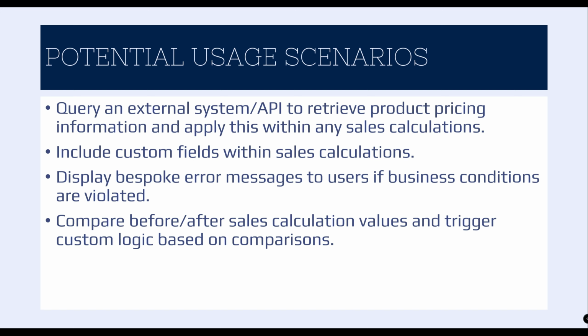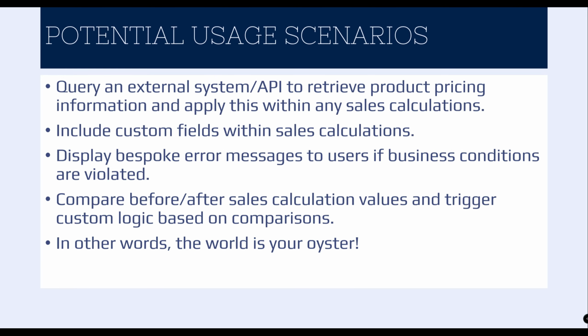So maybe if you're doing a discounting type scenario, you want to make sure that salespeople are not discounting a particular product by more than 20%, let's say. This lets you do this through having a plugin in place in the first place. So ultimately, the world is your oyster. There's a lot you can start to do, and custom code facilitates that as part of that, which is really great.